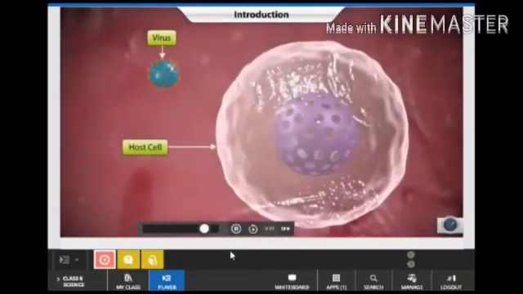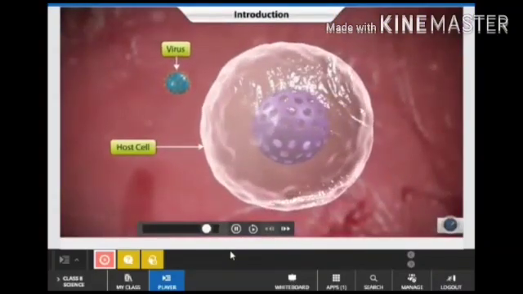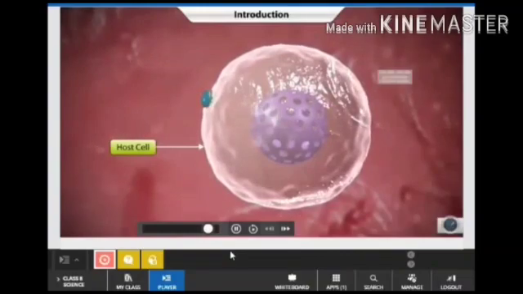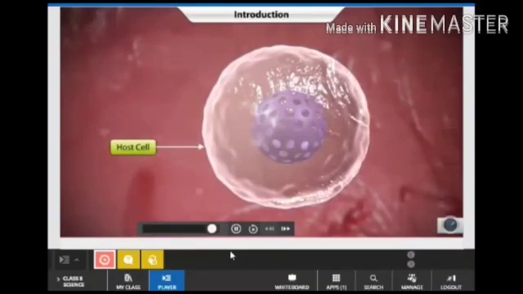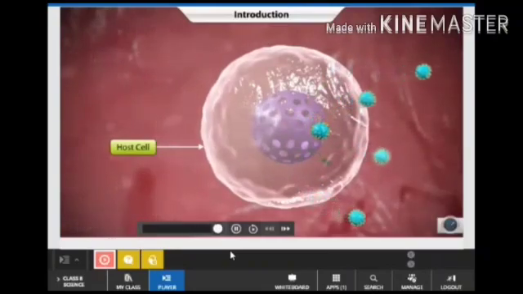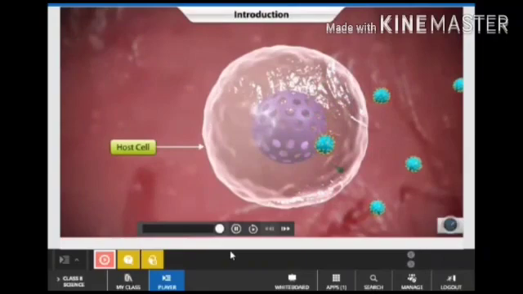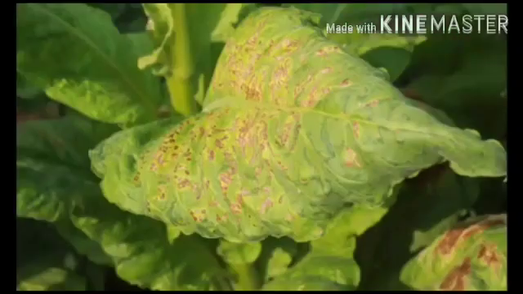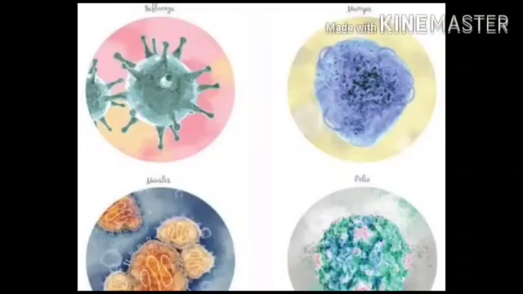Now let's see the shapes of viruses. Helical, complex, spherical. These are some shapes of viruses. Bacteriophage is an example of a complex virus. Influenza is an example of a spherical virus. Tobacco mosaic virus is an example of a helical virus. Viruses cause many diseases to plants, animals and human beings. An example of a plant virus is tobacco mosaic virus. Examples of animal viruses are poliovirus, smallpox and influenza virus.